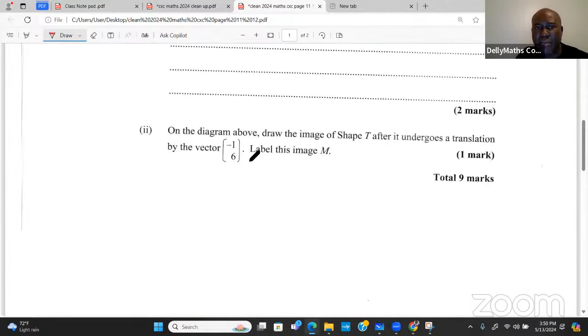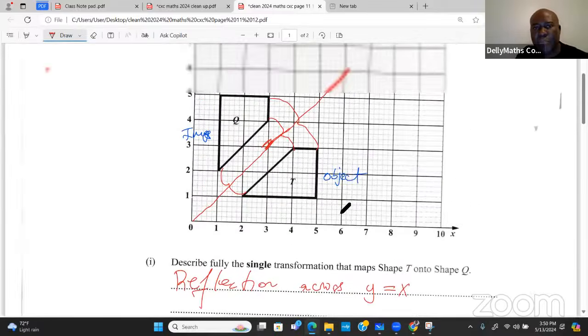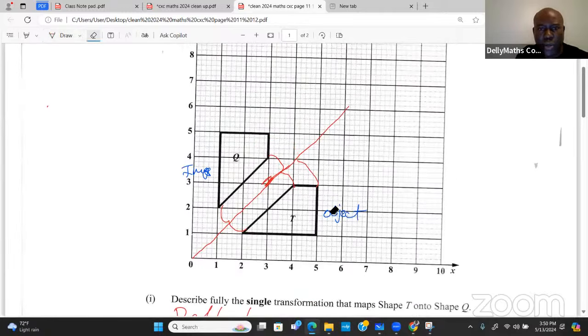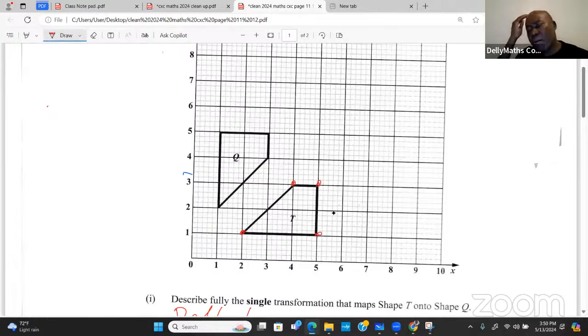Next thing they said, on the same diagram, we want to draw the image of the shape T after it undergoes a translation of (-1, 6). We can call it M. We can do this a number of ways. We could just move the points and bring them to their new location. We could use algebra, arithmetic, and add, or we could just move it.